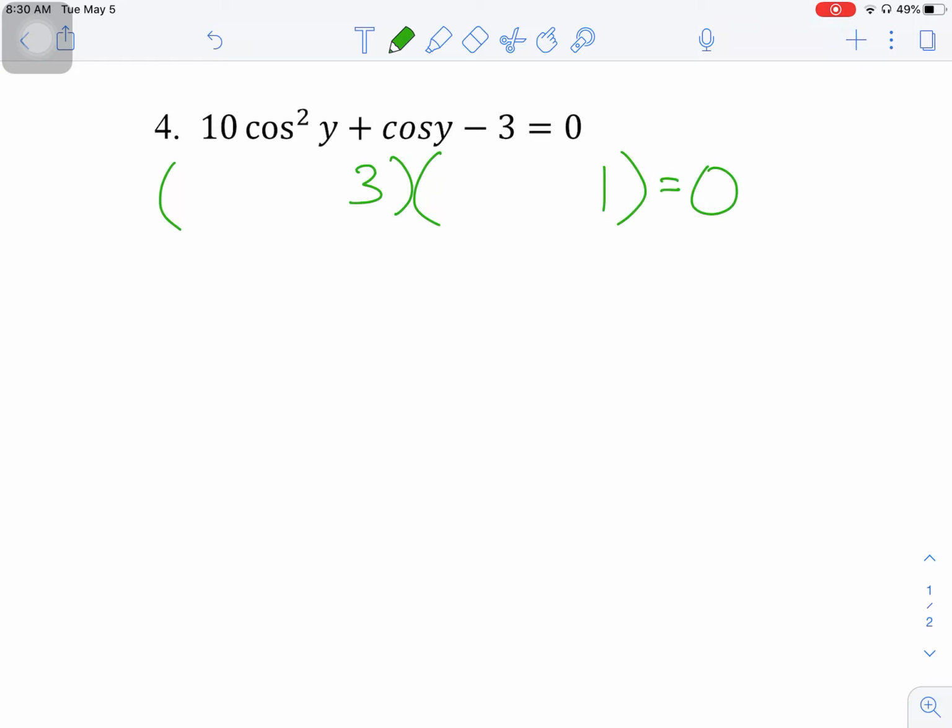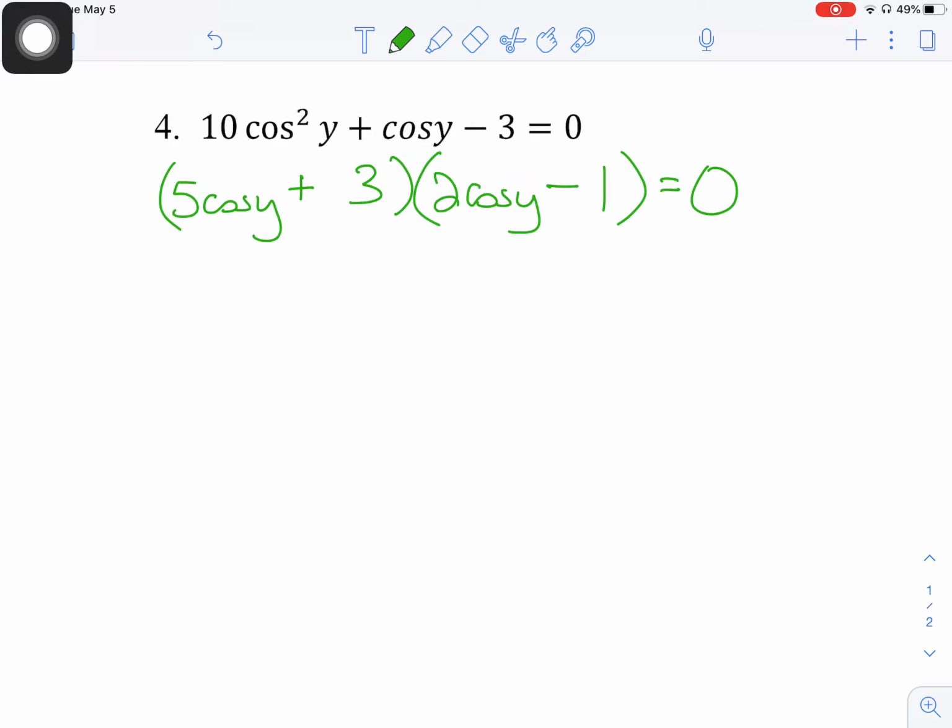If I make this a 2 cosine y, if I make this a 5 cosine y, let's go positive, negative. All right, so quick check. 5 times 2 is 10. 3 times negative 1 is negative 3. These outside terms multiply to negative 5. The inside terms multiply to a positive 6. Negative 5 plus 6 is positive 1.